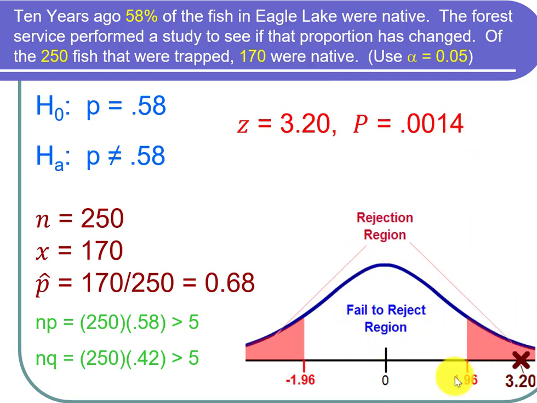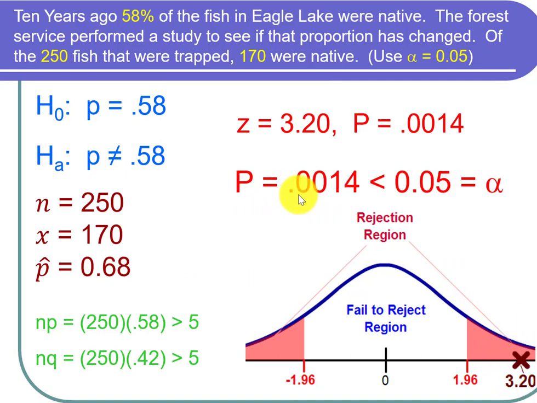And here's a picture of what's going on. The test statistic was 3.20, and it turns out if you have alpha 0.05, the corresponding z for that is 1.96 and also negative 1.96. 3.20 is very far away from 0 compared to 1.96. So it's in the rejection region. Also, the p-value was 0.0014, which is much less than 0.05, the level of significance. So that's another reason why we can reject the null hypothesis.